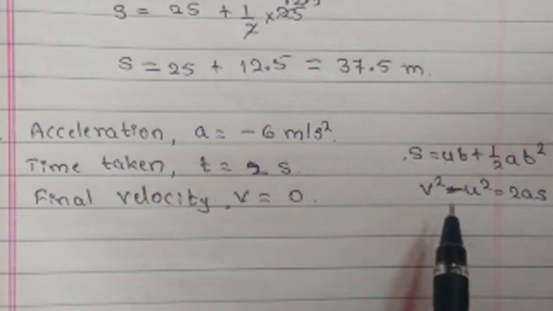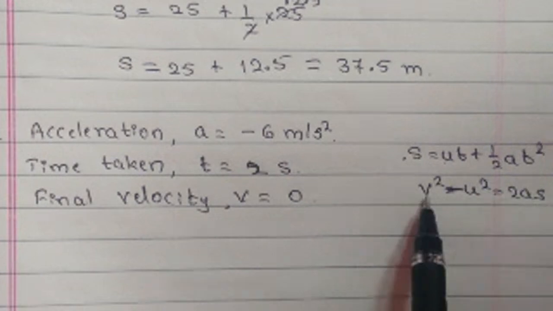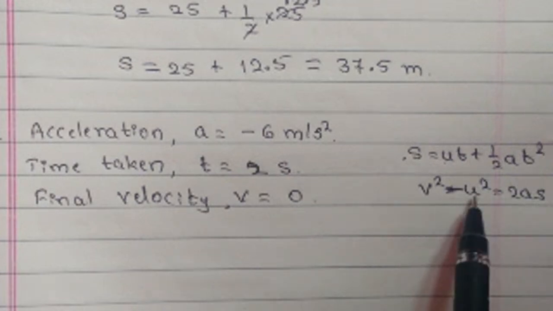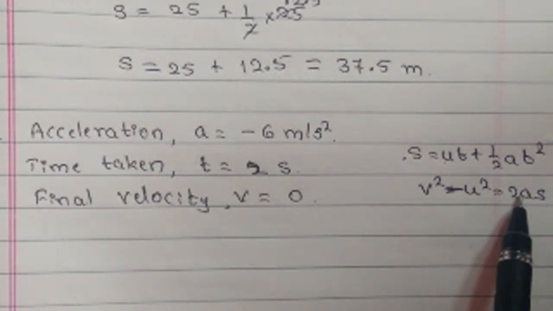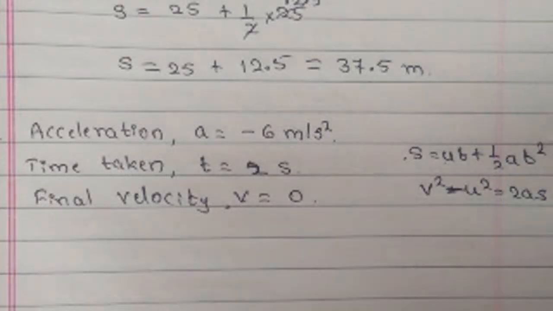Then we come to the second one, that is v square minus u square equals 2as. Final velocity is known, initial velocity is unknown, acceleration is known, and the distance is unknown. Again single equation, two unknown quantities. The common unknown term here, except distance, is the initial velocity. So before finding the distance traveled, first we will find out the initial velocity.